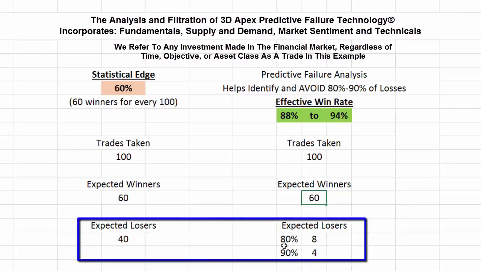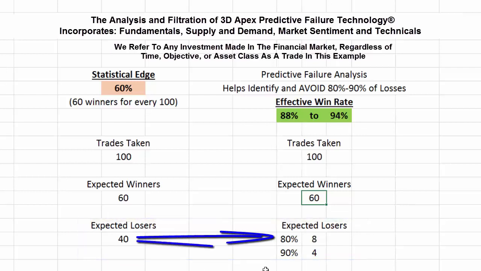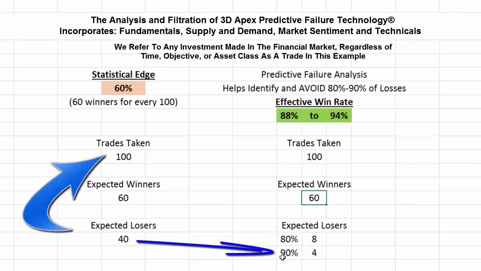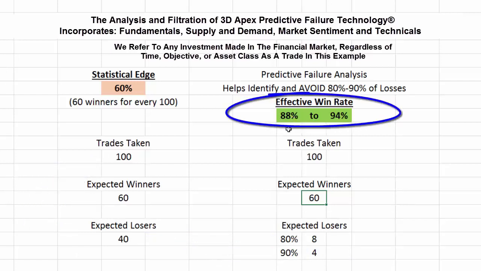If you're able to identify and avoid 80% of your losers, now you're only left with 8 losers. If you're able to identify and avoid 90% of your losers out of that 100 trade sample, now you're only left with 4 losers, which gives you an effective win rate, in other words, the win rate that you actually experience, of 88 to 94%.